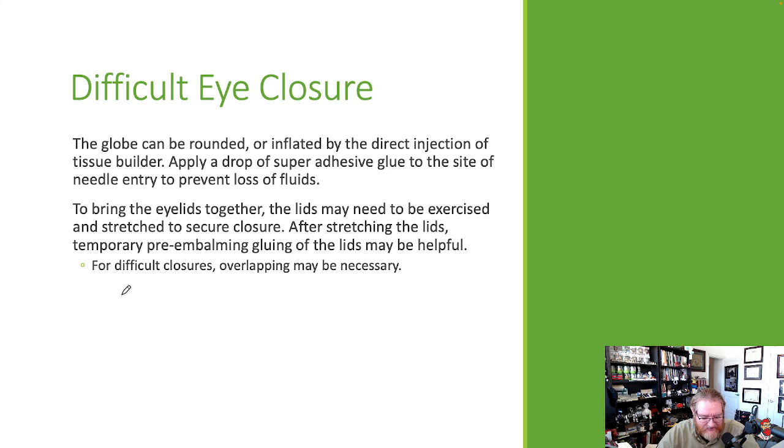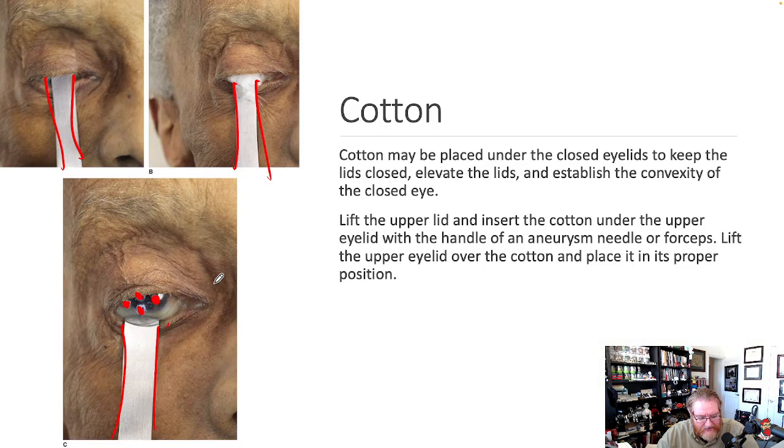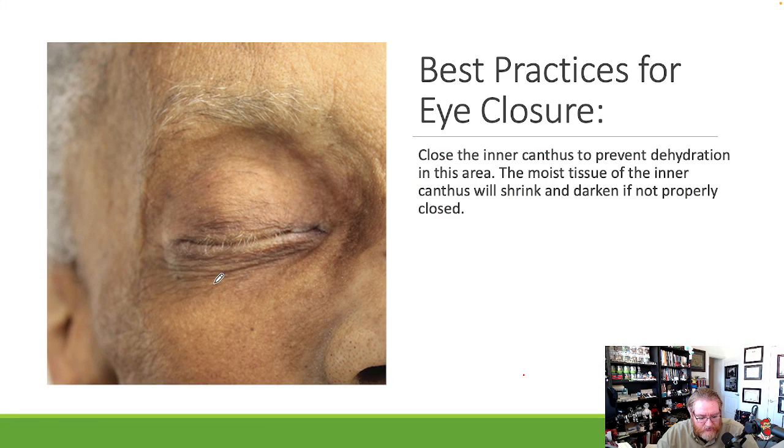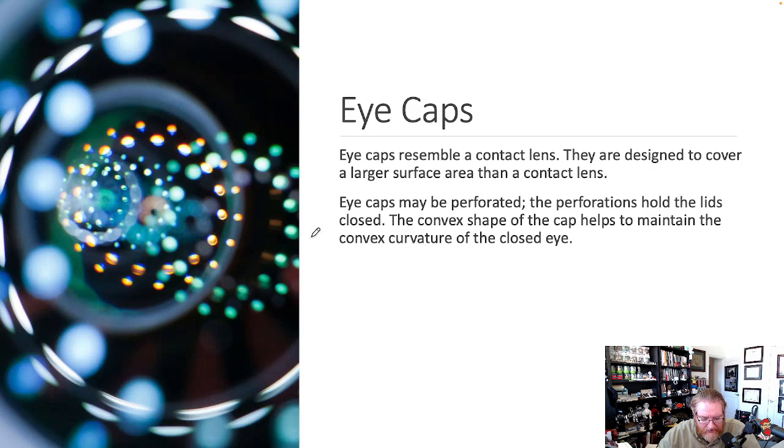To bring the eyelids together, the lids may be exercised and stretched. Sometimes they may even be cut. Now, this is an important thing. Like your lips, your eyelids abut each other, right? If we go back to the picture of the gentleman's eye when closed, you can see that there is a very clear margin of the upper eye, and there is a very clear margin of the lower eye, and they are touching each other. They are abutting. They are not overlapping. They are abutting.